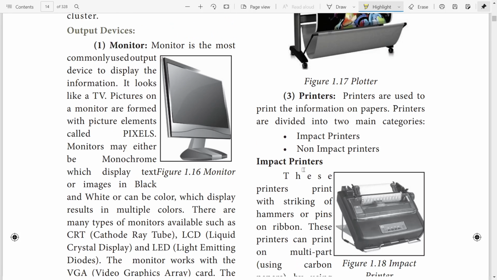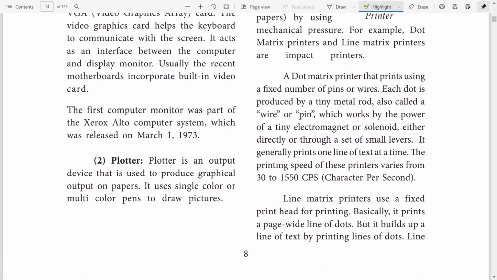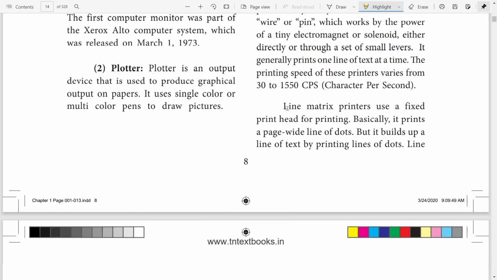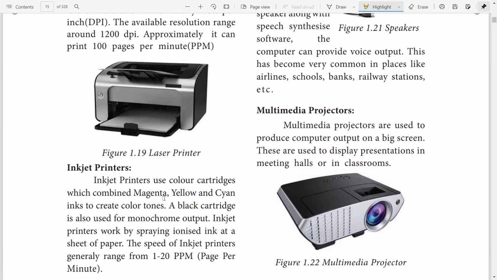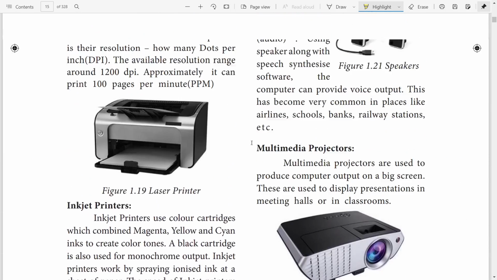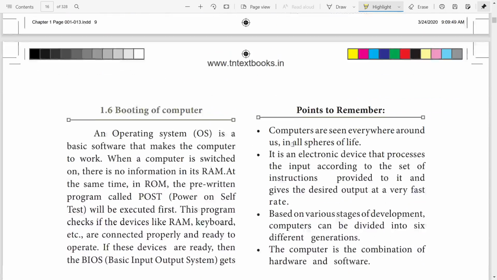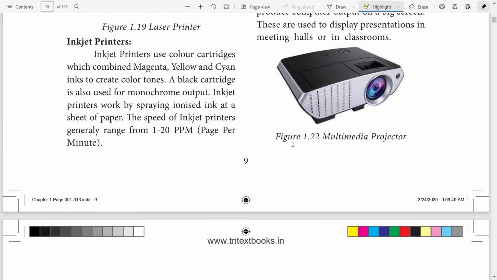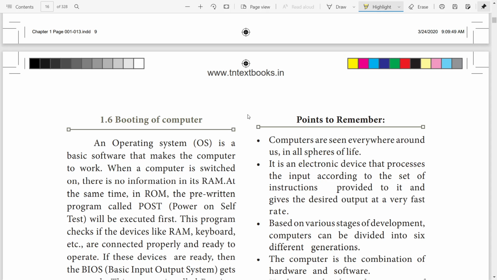In printers we have impact printers and non-impact printers. Impact printers are dot matrix printers and line matrix printers. Non-impact printers are laser printers, inkjet printers, Deskjet printers, speakers, multimedia projectors. These are called output devices. We have already seen this, that's why I have skipped this content, and it is easy to understand.